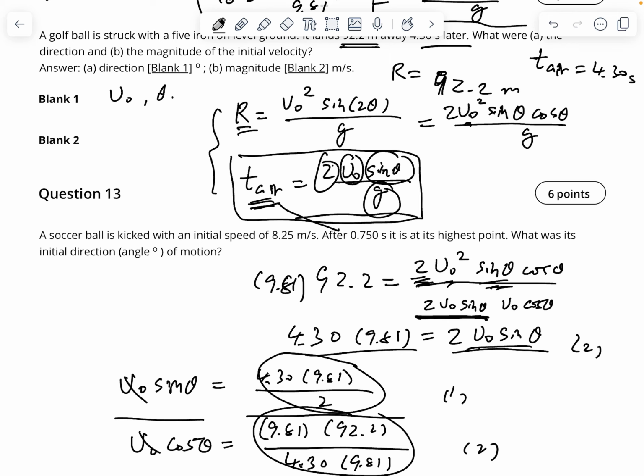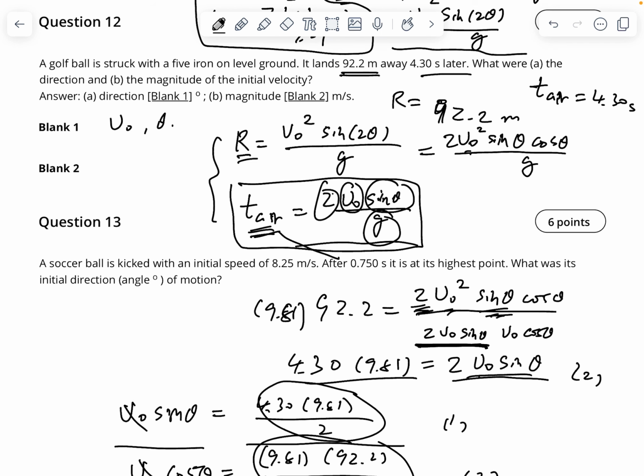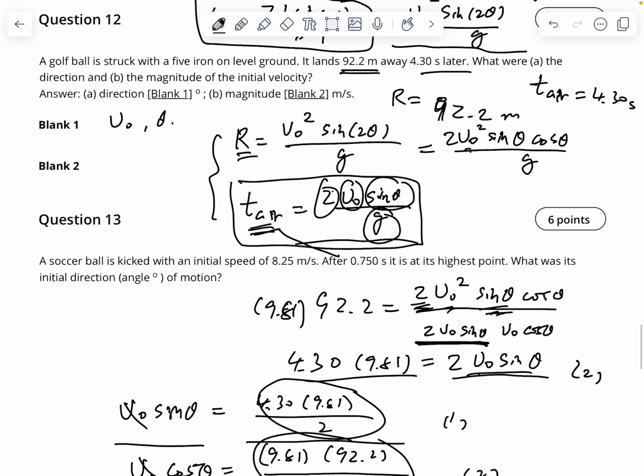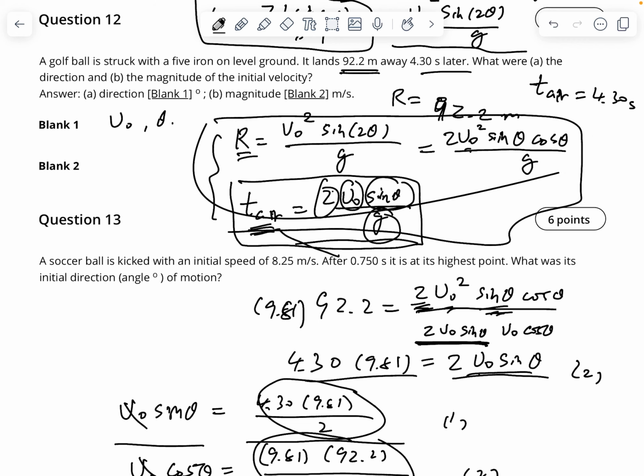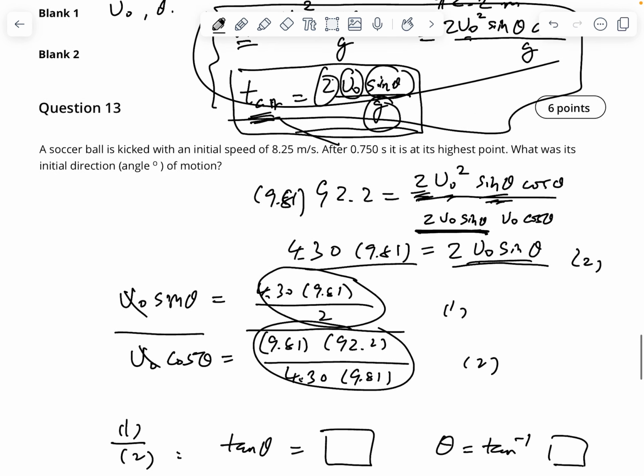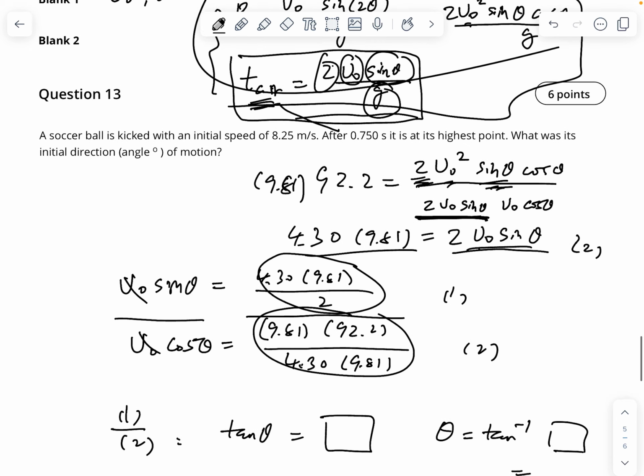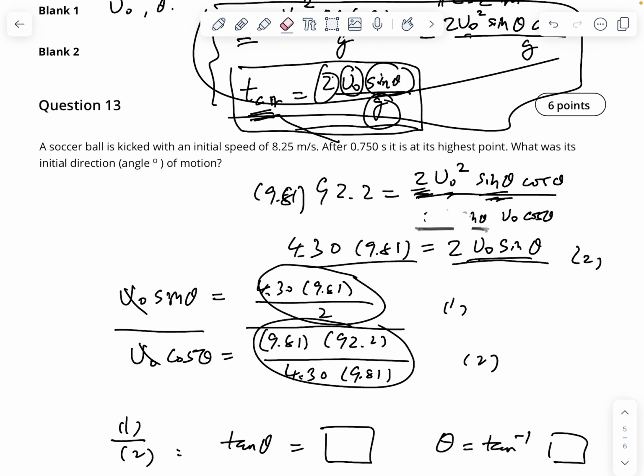Bottom line, you are given two equations and you have two unknowns, so you can solve for the two unknowns. All right, so that is number 12. Let's look at the next one.